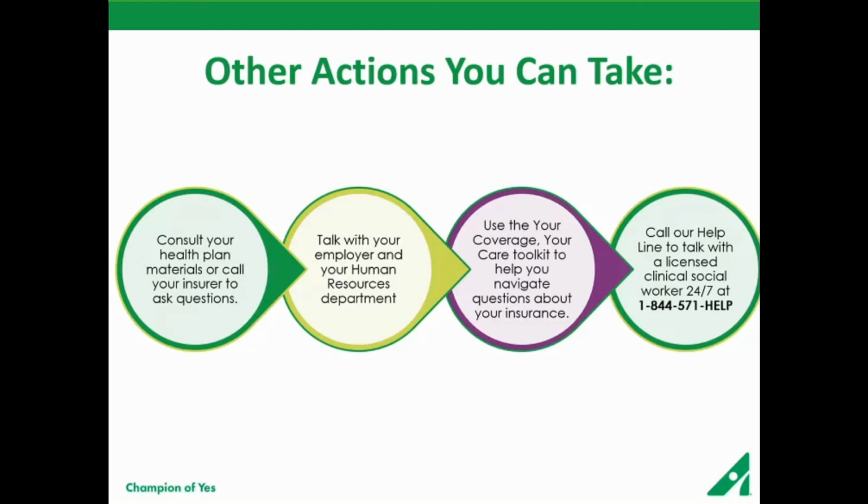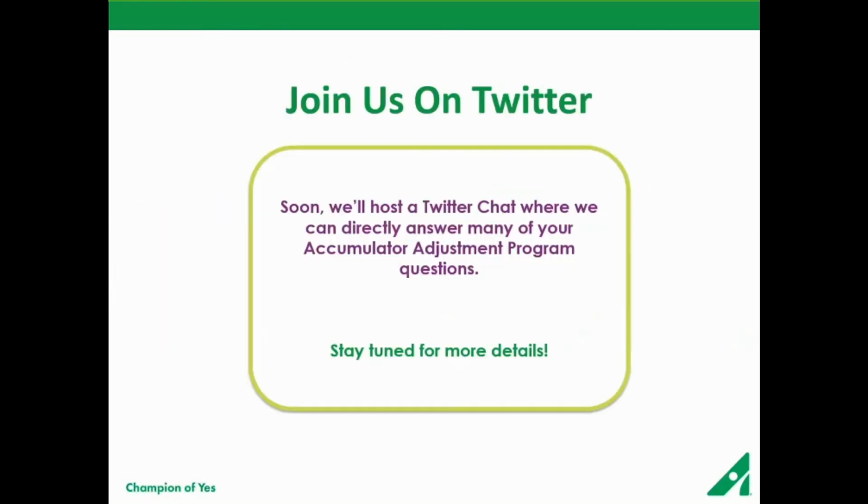You can reach them at 1-844-571-HELP. Call our helpline because they'll be able to give you that personalized and specific attention that can help to directly address those patient concerns that you're seeing. So these are some of the actions you can take. And there's one other that I want to mention.